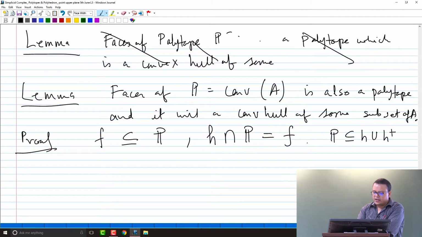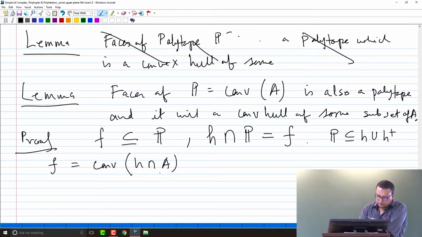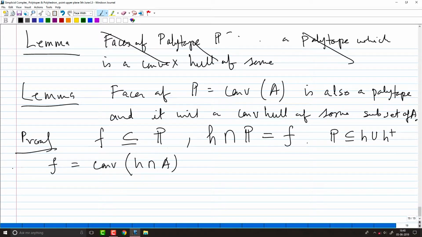Good. So, my claim will be: F is nothing but the convex hull of H intersection A. To prove. I want to show this. If I have shown this, are we done? We are done, right? This is even something stronger than what we need. If I can show this, I am done.